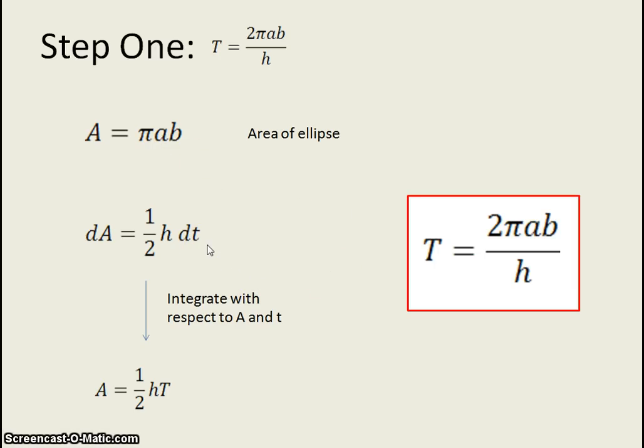Okay, so from there we can separate. This is an equation that we had previously worked out in the last segment. So then we integrate with respect to A on the right side and with respect to t on the left side, and we get A equals half hT. And the capital T here is the period of revolution. And when we were integrating, we had to have the period as the upper bound so that this equals T, because it would be T minus 0 equals T. So now we have our equation that we were looking for.